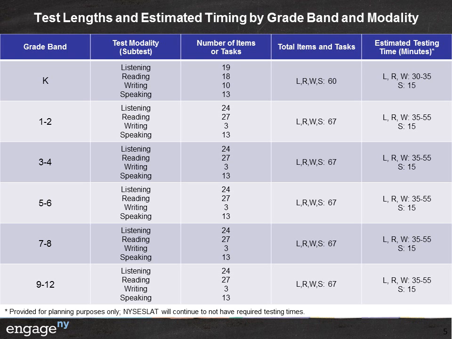This slide shows the number of tasks and estimated testing time that is associated with each grade band and modalities within each grade band. For instance, for kindergarten, there are 19 listening items, 18 reading items, 10 writing items, and 13 speaking items. The 4th column is the total number of items and tasks. That is, there are 60 items from the 4 modalities combined for kindergarten. The final column is the estimated testing time in minutes associated with each session. Listening, reading, and writing are administered together and take roughly 30 to 35 minutes for kindergarten. The speaking session, administered separately, takes about 15 minutes.